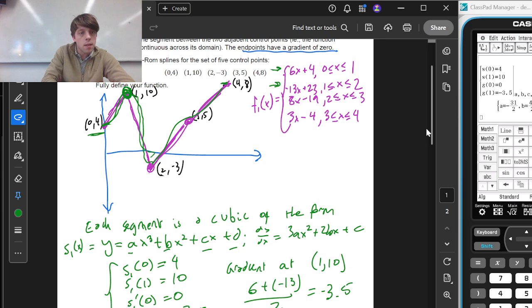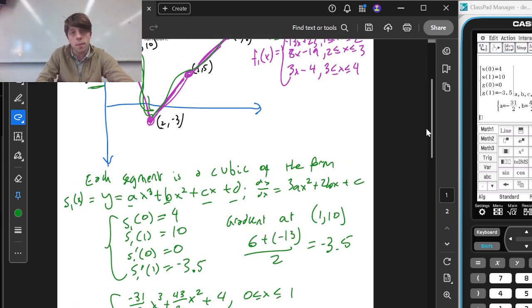Now we need to consider the second spline, so this second segment from here to here. It's going to be very similar to that first one, and hopefully you can see that things will be a little bit quicker. The only thing we need to work out before we do that is what the gradient at this point is supposed to be. So, the gradient at (2, -3).